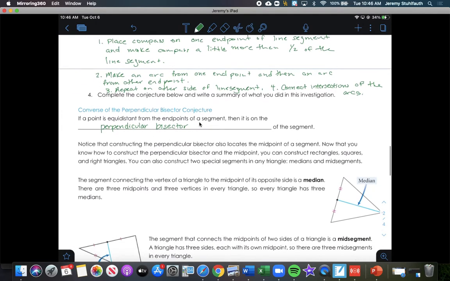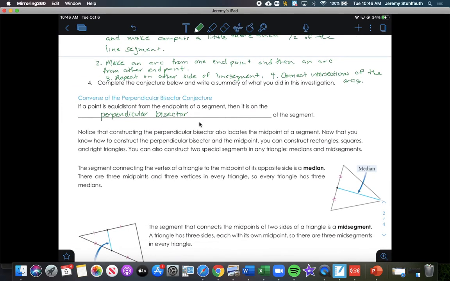Now, what we should notice here is that when you construct a perpendicular bisector, it's really nice because it also locates the midpoint of a line segment. Now that we know how to construct a perpendicular bisector and the midpoint, we're able to create different shapes: rectangles, squares, and right triangles. And then when we're dealing with triangles, we can also construct two special segments in any triangle, the median and the mid-segment.